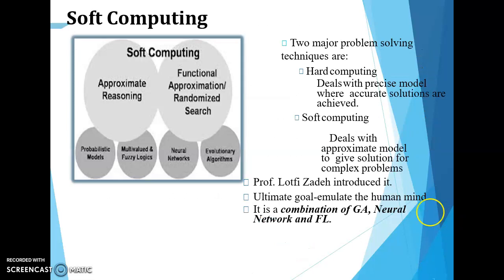First, we see the soft computing fundamentals. Soft computing deals with approximate models to give solutions for complex problems. Actually, the name was coined by Professor Zadeh. His ultimate goal was to emulate the human mind. It is a combination of genetic algorithm, neural network and fuzzy logic. Soft computing is based on probability models, multi-valued fuzzy logic, neural networks and evolutionary algorithms, so it is called approximate reasoning. Hard computing, on the other hand, deals with the precise model where you need an accurate solution that can be achieved.